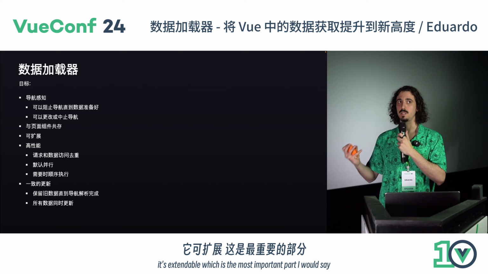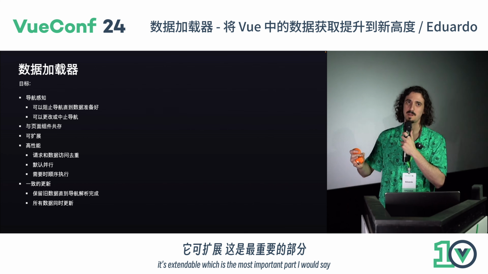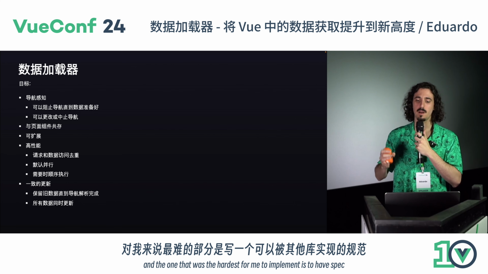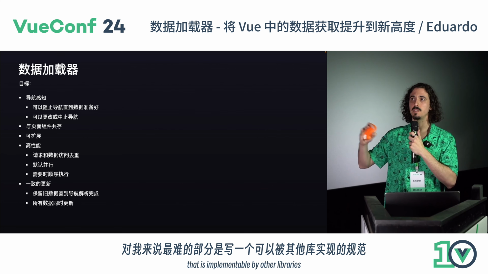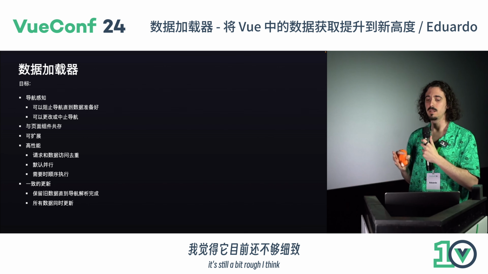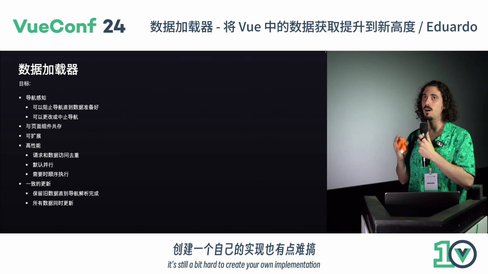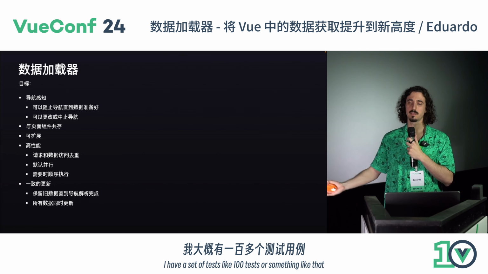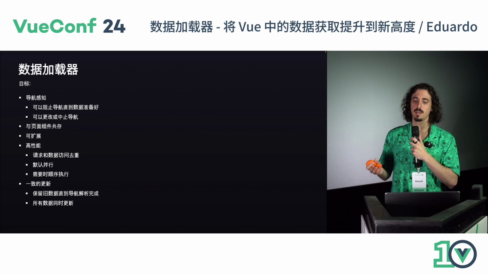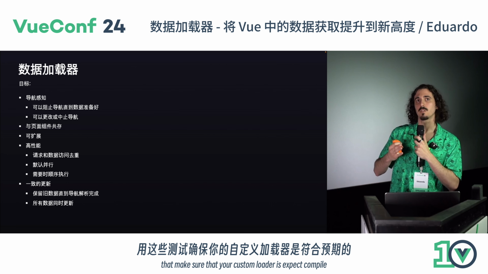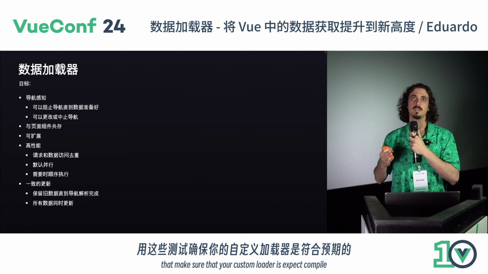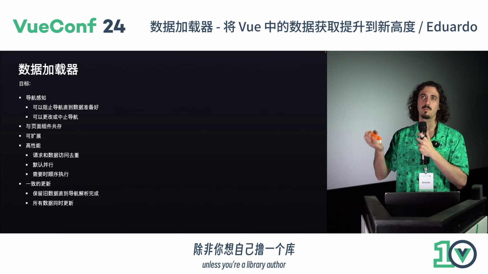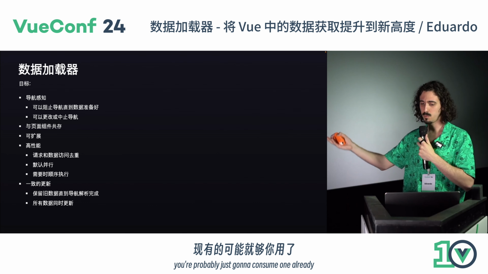It's extendable, which is the most important part, I would say, and the one that was the hardest for me to implement: to have a spec that is implementable by other libraries. It's still a bit rough, I think. It's still a bit hard to create your own implementation, but it's doable. I have a set of tests, like 100 tests or something like that, that make sure that your custom loader is spec compliant. You're not going to write custom loaders unless you're a library author. You're probably just going to consume one already.